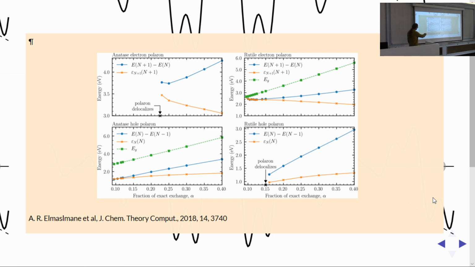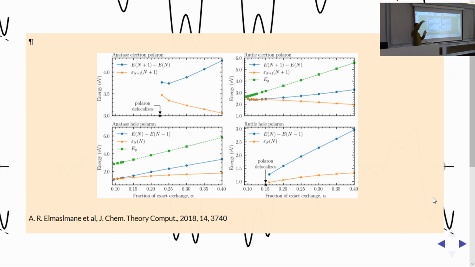On this green one, actually, I've got the band gap as well as a function of the exact exchange. So as I say, this is a condition on the exact density functional, this blue line and this orange line, that they should give us the same value. So if I take anatase and I scan across this value, we see that there's a distinct difference between the one electron value and the actual many electron ionisation energy. And as we're getting towards the point where they start to line up, actually the polaron delocalises.